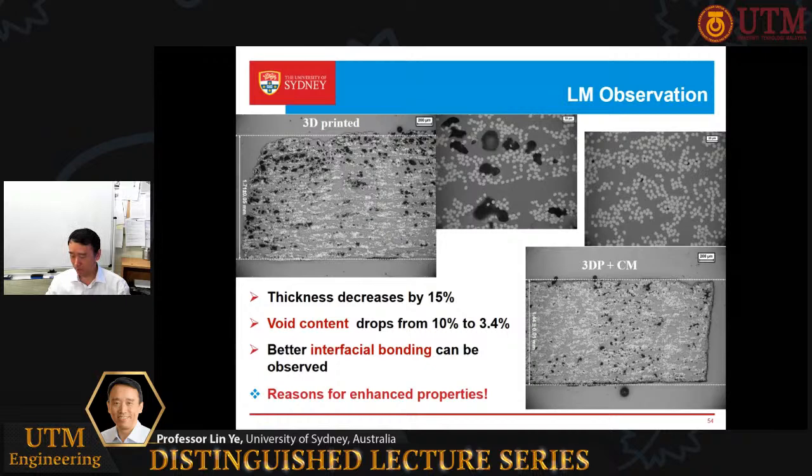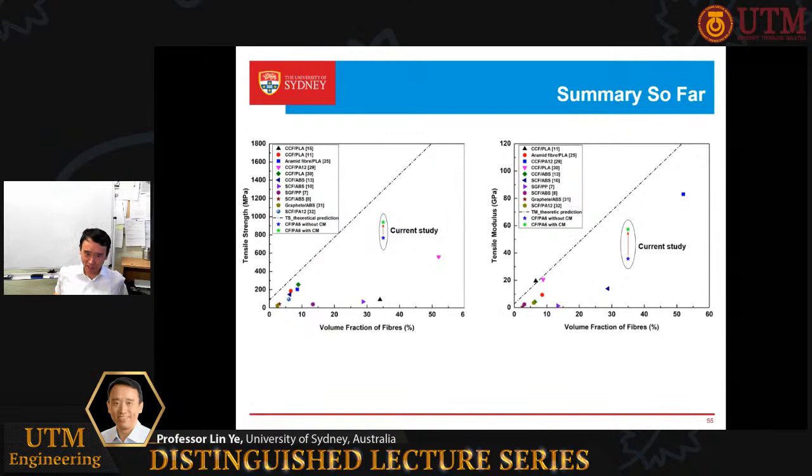Then we put the results into what we call the rule of the mixture. So here is basically the current technique, whatever produced. This dotted line here is the rule of the mixture. Basically you have a percentage contribution from the fiber and a percentage contribution from the matrix. They follow the rule of the mixture. It's a simple engineering rule to predict the property.